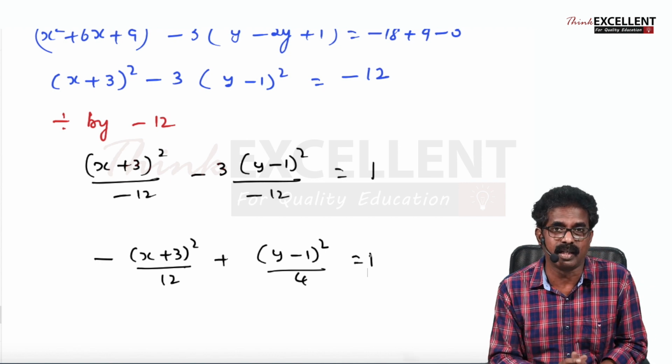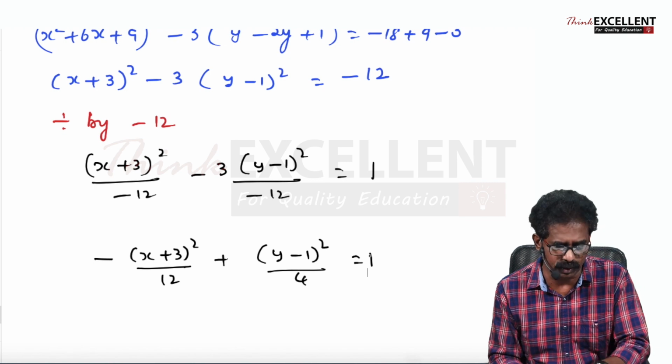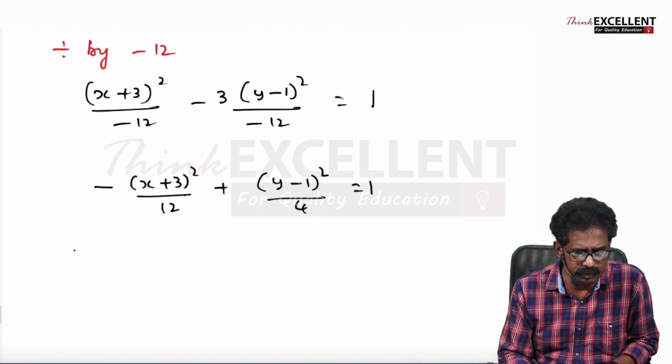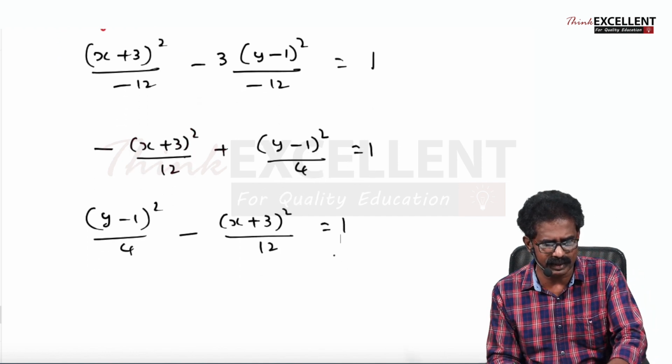Arrange in order. On the right side I want 1. In the middle I want minus. So the positive term you write first: (y minus 1) the whole square by 4 minus (x plus 3) the whole square by 12 equal to 1. This is how you get the second type.